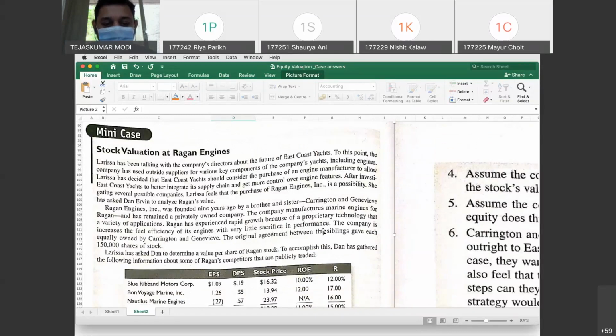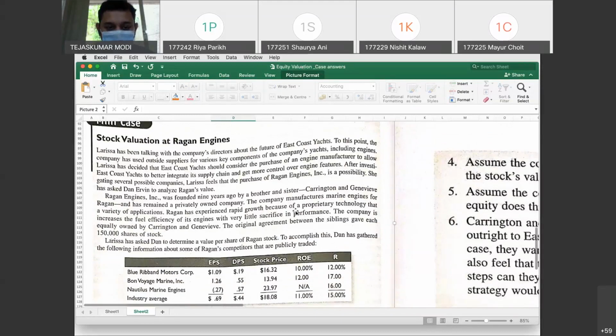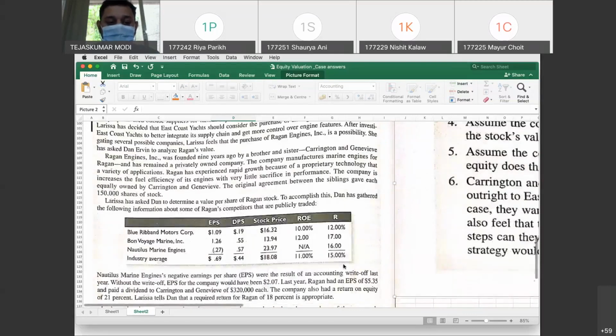Yes, so I was saying that this is a mini case that we should discuss. This company is owned by a brother and sister, and it is a privately owned company, of course. They have rapid growth because they are using proprietary technology that increases the fuel efficiency of its engines with very little sacrifice in performance. The company is equally owned by Carrington and Ginny.